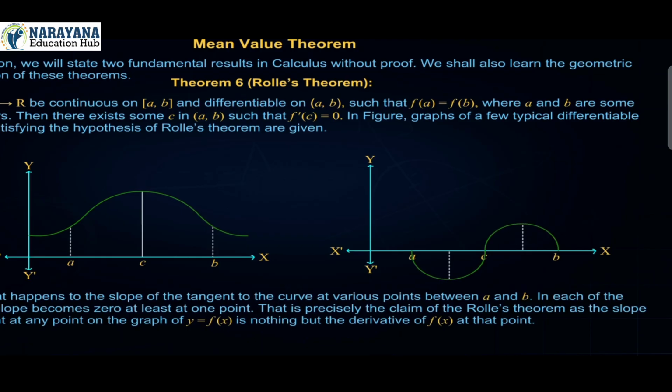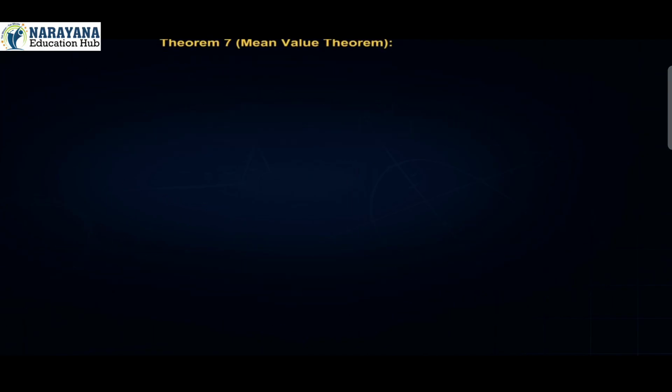In each of the graphs, the slope becomes 0 at least at one point. That is precisely the claim of Rolle's theorem, as the slope of the tangent at any point on the graph of y = f(x) is nothing but the derivative of f(x) at that point. Theorem 7. Mean value theorem.